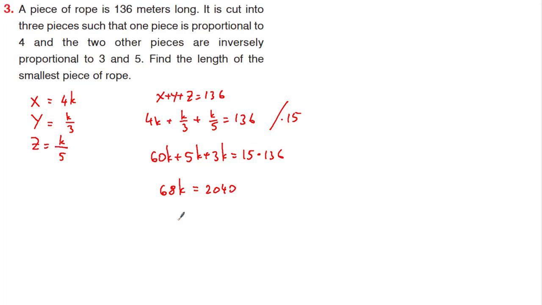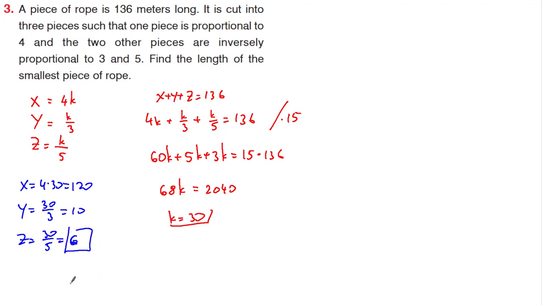So dividing 2040 by 68 is 30. So K is 30. That means the first piece of the rope will be 4 times 30, 120. The second piece of the rope would be 30 over 3, that's 10. And the third piece of the rope would be 30 over 5, that's 6. And the shortest one is 6.